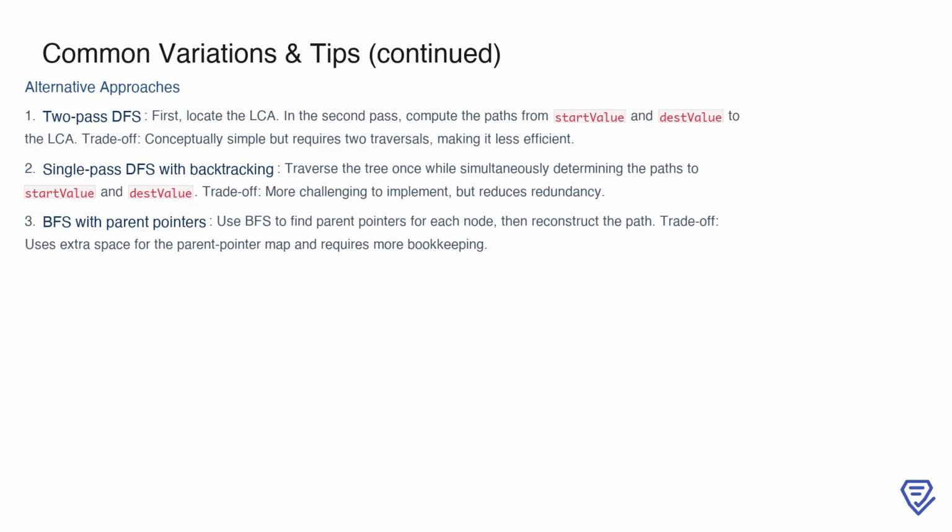Here, you traverse the tree just once, while simultaneously determining the paths to both the starting and destination nodes. This reduces redundancy and improves efficiency, but it can be more challenging to implement due to the added complexity of managing the backtracking logic. A third approach involves using BFS with parent pointers. In this method, you use a BFS traversal to map parent pointers for each node, which allows you to later reconstruct the path. While this method can be effective, its trade-offs include additional space usage for the parent pointer map and the need to handle extra bookkeeping. Each of these approaches has its strengths and weaknesses, so the choice will depend on the specific constraints and priorities of the problem you're solving.